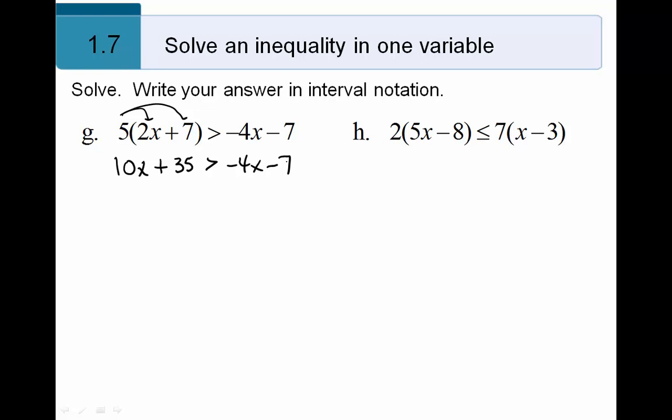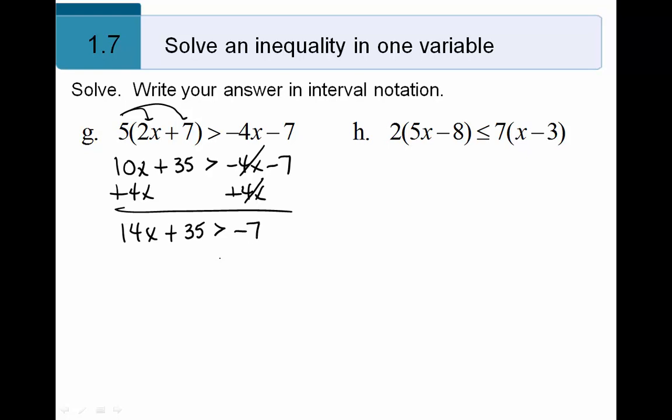So let's move to steps 2 and 3. Let's get the variable term on one side and the number on the other. To move all the variables to the left-hand side, we need to get rid of that negative 4x on the right-hand side. And to do so, we're going to put a positive 4x on both sides. Combining the x's, positive 10 and positive 4 is positive 14. So we get 14x plus 35 is greater than, on the right-hand side the 4x's cancel, and we're left with a negative 7.